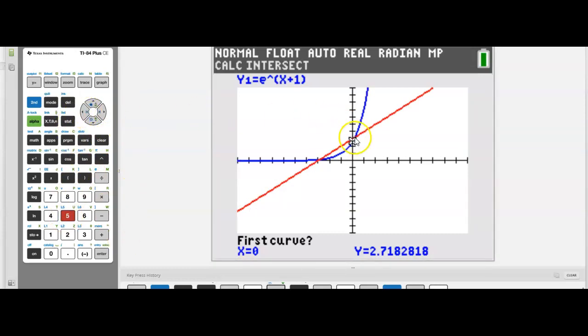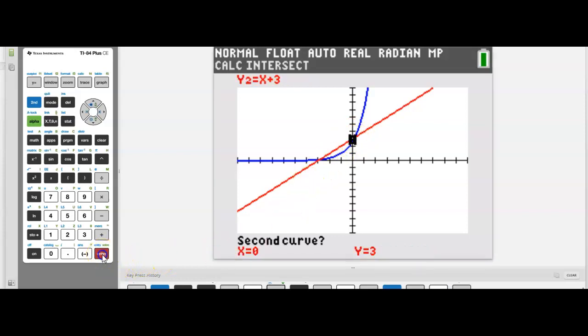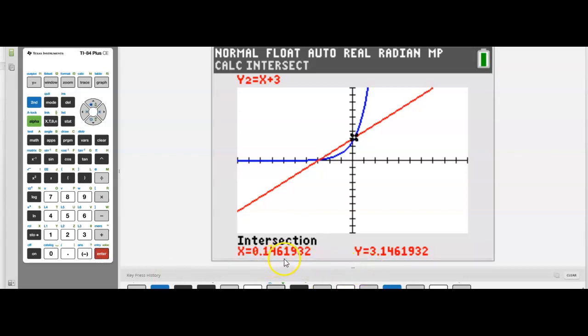So I'm going to call this one where they're intersecting over here on the right B. So we're going to push enter 3 times. And so it's intersecting at 0.146. So I'm going to save that as B on my calculator. Now you don't have to do that, but it'll give you a more accurate answer.